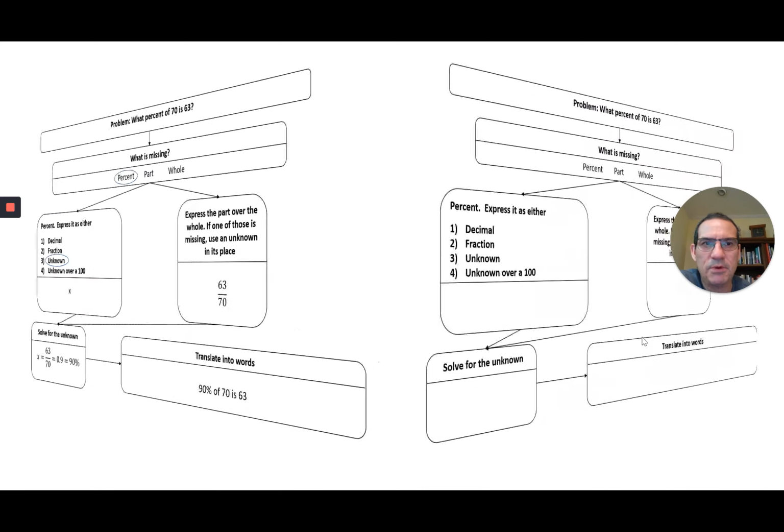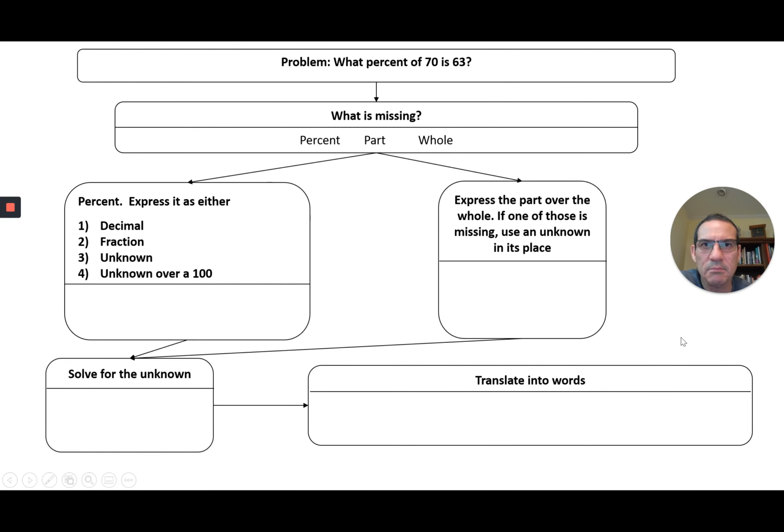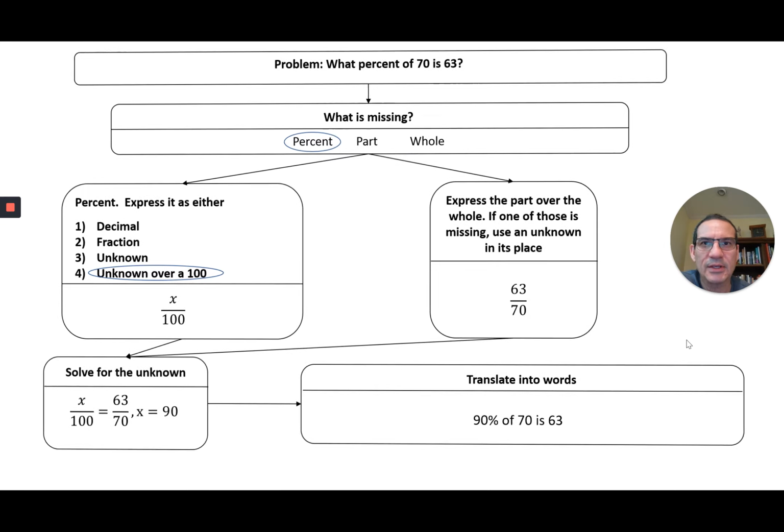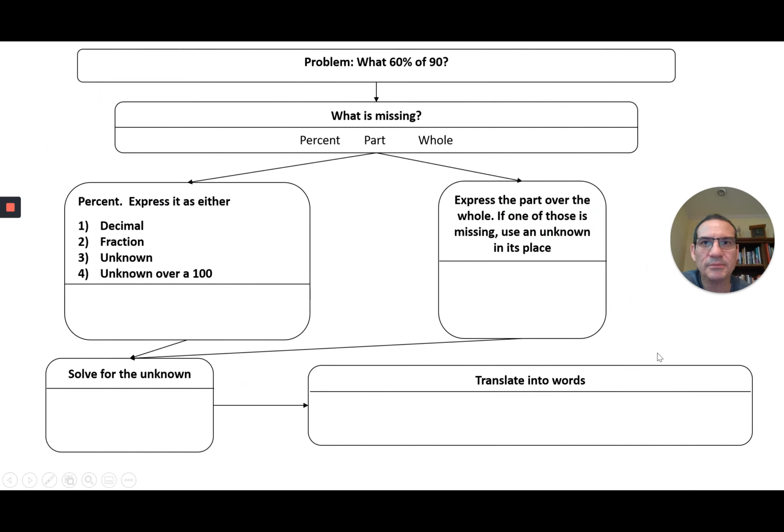So let's do the same problem here, but now, it's a percent again, but we're going to use unknown over 100. So the other, x over 100. So here you're going to get the percent directly as a percentage. In 63 over 70, you make this equal, and the answer is 90. But in this case, it's going to be 90%, and that's the final answer. Okay, a couple more problems.